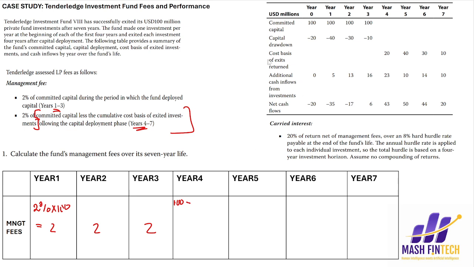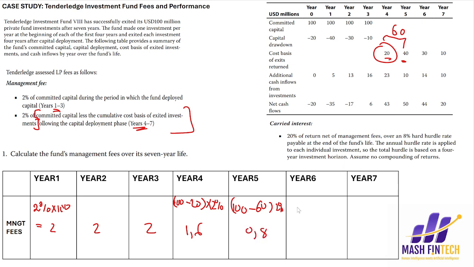Then if you go up, cost basis of exits, here we get 20. So it's 100 minus 20, and then you get 2% of this. So 2% of 80 is 1.6. Then you come here, 100 minus, it's cumulative now, because we have 20 here, and now we have 40 here. If you add these two, it's 60. So it's going to be 100 minus 60, and then you calculate the 2% of this. So the 2% of this is going to be 0.8.